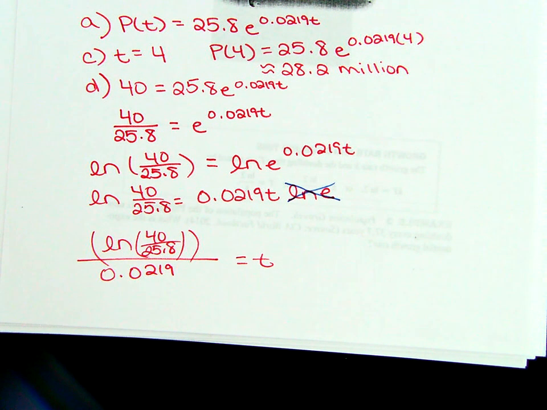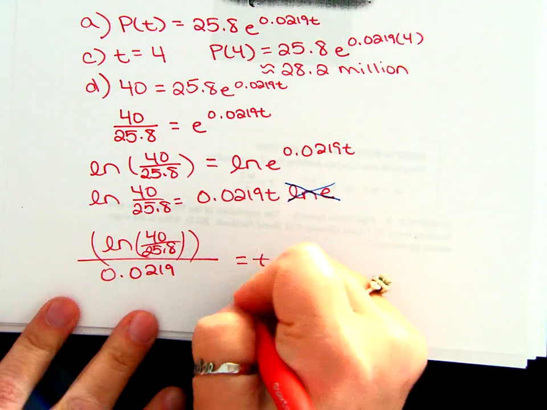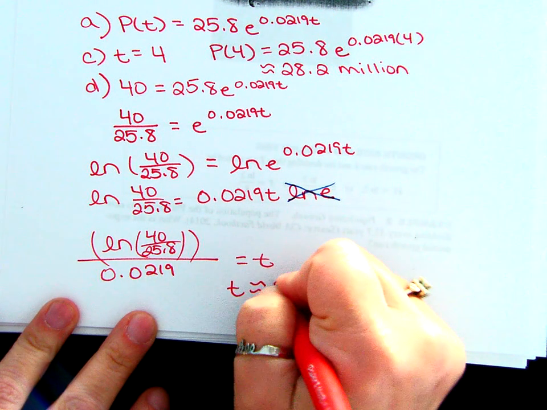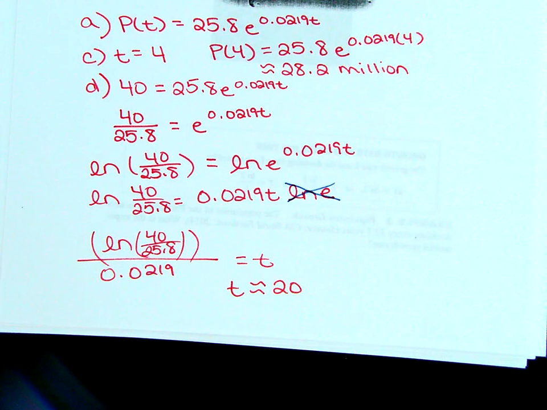20. T is approximately 20. So in 20 years, or by 2034, depending on how they would ask you the question, is about how long it would take Ghana to get up to 40 million people.